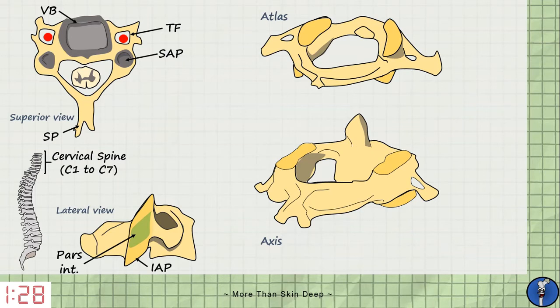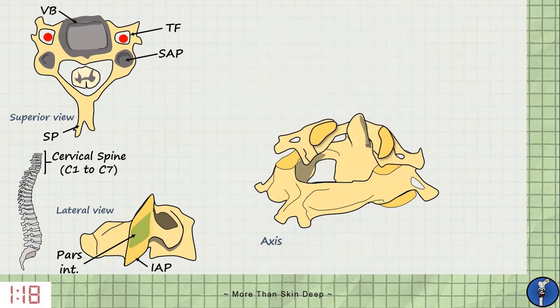The atlas lacks a vertebral body, whilst the axis has a prominent bony column extending superiorly from its body, known as the odontoid peg or dens. The atlas revolves around the dens during rotation. The dens is held in place by a series of ligaments, the deepest of which are the alar ligaments, which connect the peg to the occipital condyles superolaterally.